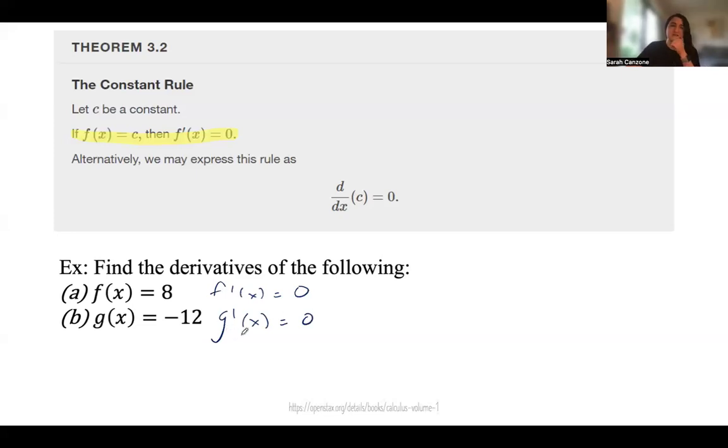It doesn't matter if it's positive or negative. It doesn't matter if you're taking the derivative of 5 million. The derivative is just going to be 0 because it's a constant. And here is a little bit more of an intuitive reason why that is the way it is.